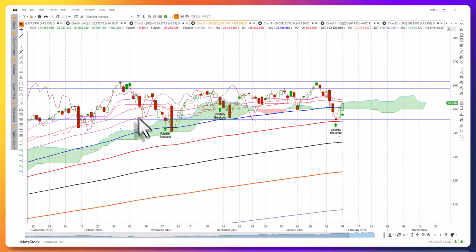But we really need to break out of this long consolidation period, and then we could expect the market to move higher once it's cleared this zone. So those are the levels to watch out for on the daily.